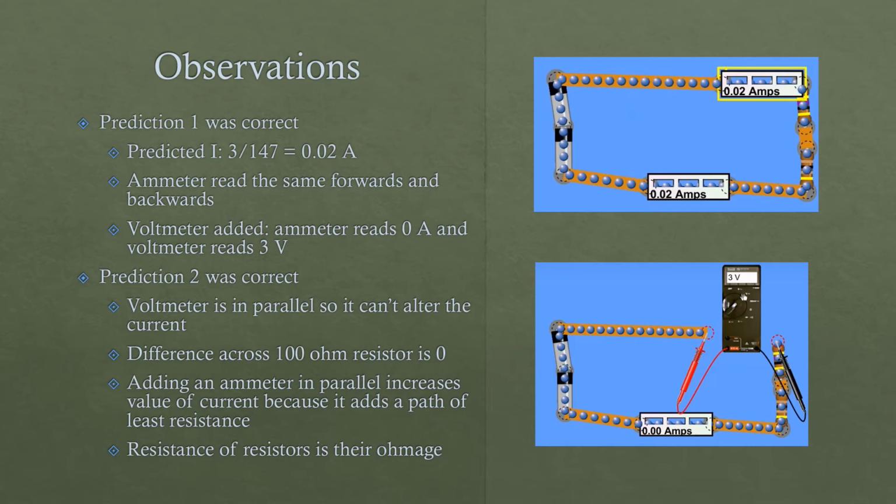The lab document asks us to describe the resistance of the resistor and the other components in the circuit. The resistance of the resistor is its ohmage, and the resistance of the wires and the ammeter are both 0.